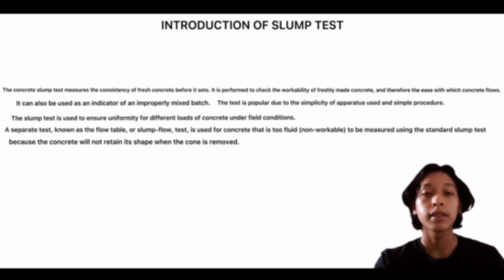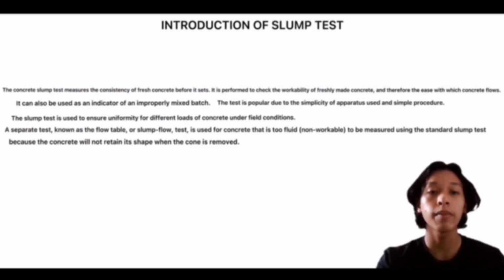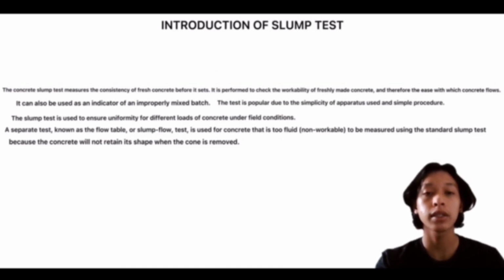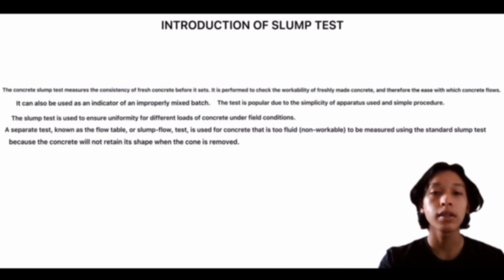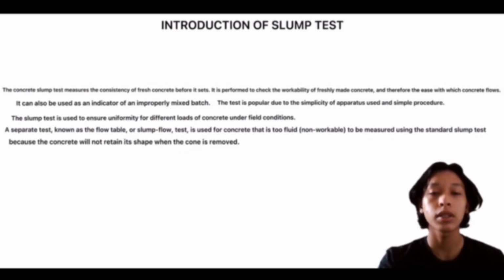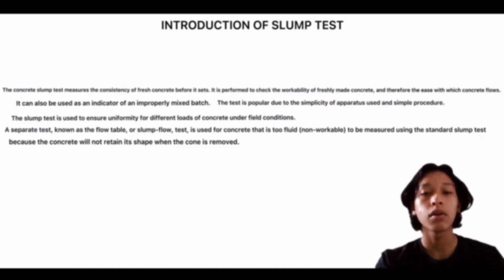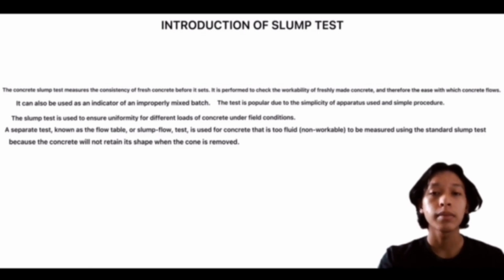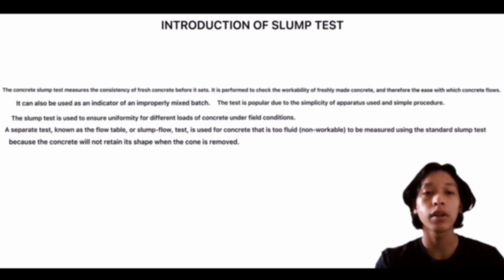The slump test is perhaps the most widely used because of the simplicity of apparatus required. The slump test also indicates the behavior of a compacted concrete cone under the action of gravitational force. A change in the value of slump obtained during the job may indicate a change in material, in the water content, or in the proportions of the mix, so it is useful in controlling the quality of the concrete produced. The slump test is used to ensure uniformity for different loads of concrete under field conditions.